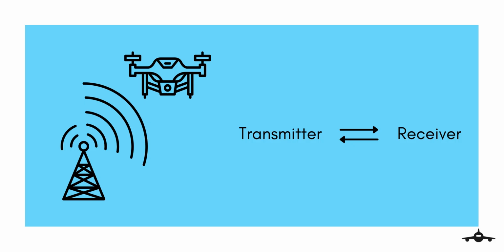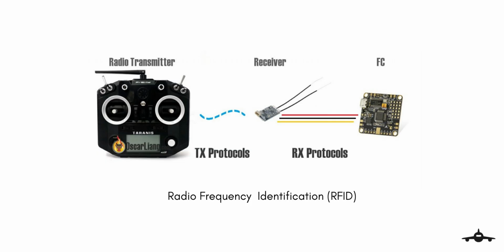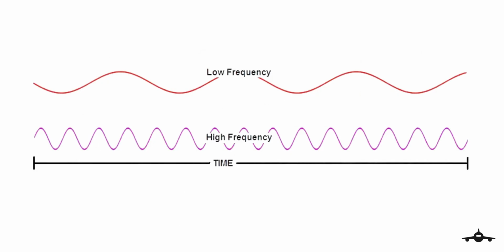More precisely, your transmitter and receiver need to be tuned to the same frequency. To avoid situations such as your drone being controlled by someone else's remote control, devices use a unique identification code to identify a transmission on one particular radio frequency as a transmission it wants to receive. To do this, transmitters and receivers are paired using an RFID, or radio frequency identification. All information broadcast over RFID is prefixed with an RFID so that the receiver knows that the information it is picking up is for it.